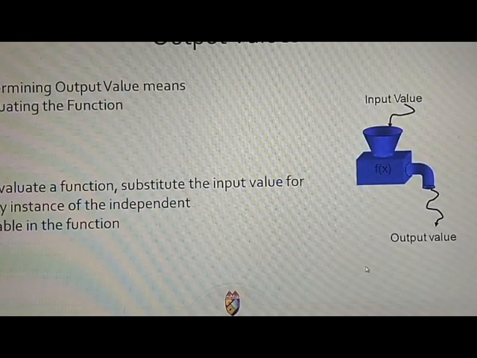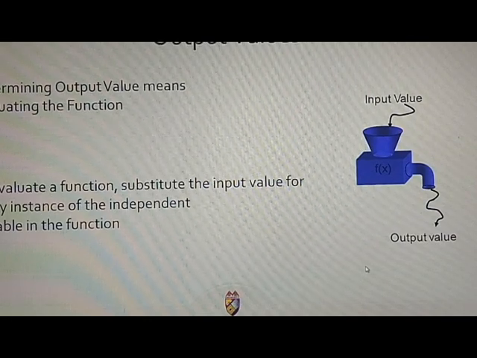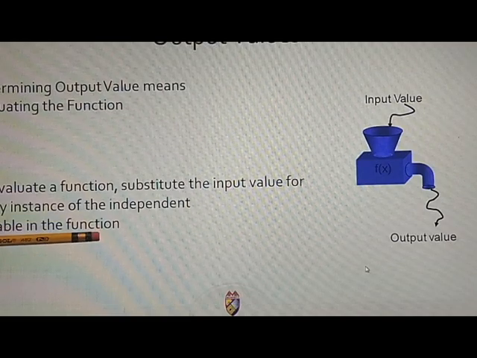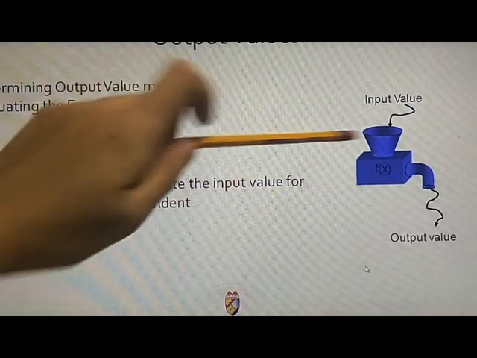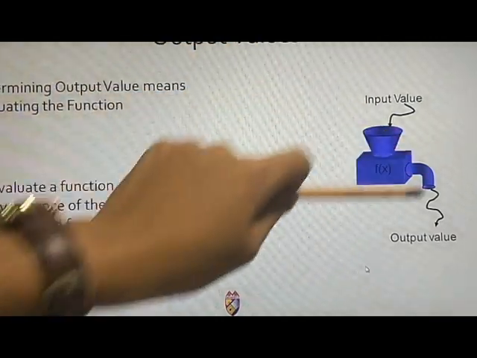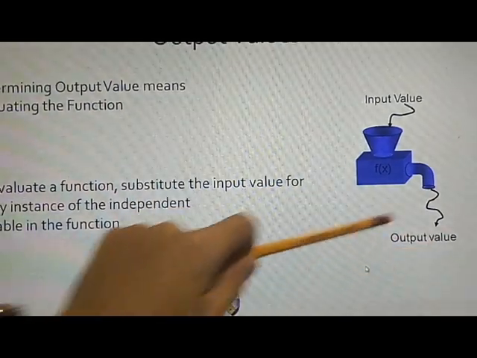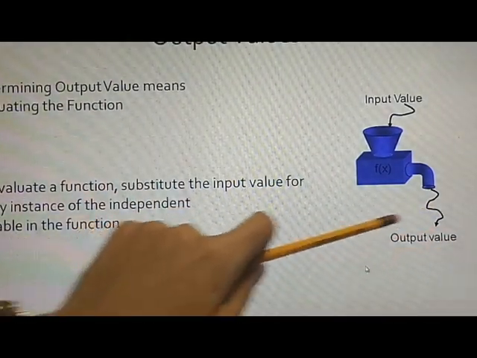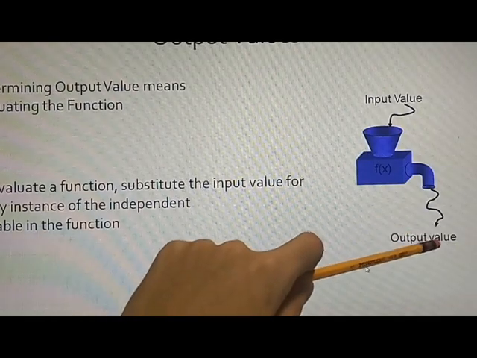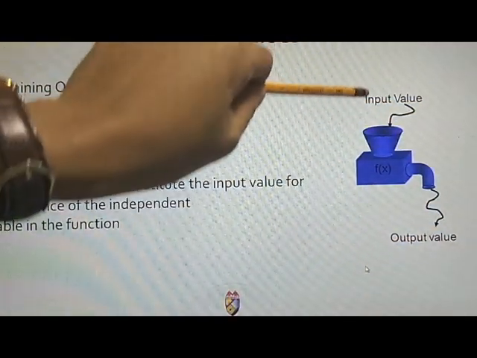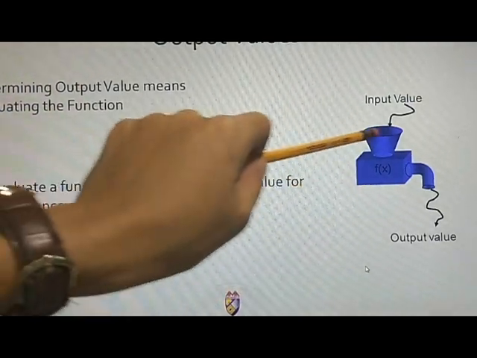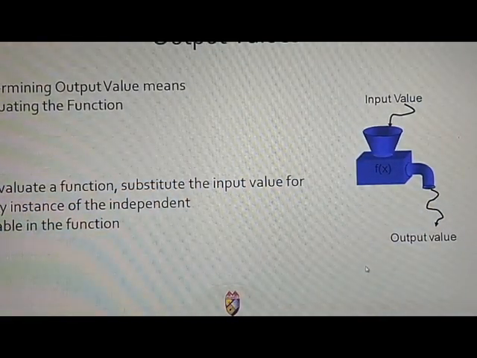So, determining output value means evaluating the function. To evaluate a function, substitute the input value for every instance of the independent variable in the function. So magkakaroon tayo ng input, and then dadaan tayo sa process or operation, and then you have the output value. So that is the process of identifying the dependent variable. This is the independent variable. So you perform the operation, and then you will have the output value or the dependent variable.